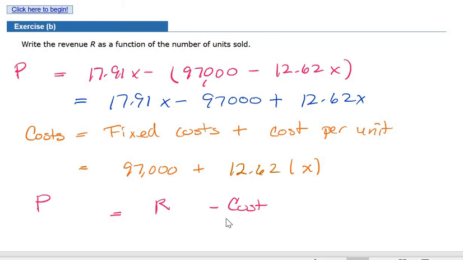Profits are revenue minus costs. So I take the revenue and subtract the cost. The big mistake people make is they forget to put parentheses around that entire expression, because I'm subtracting it, and I have to do that because the signs change. If I lift off the parentheses, I get 97,000 minus, I get this thing. And so when I take off the parentheses, I have to be careful that I get a negative here and a positive here, because it switches signs.